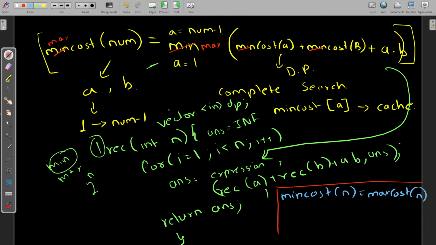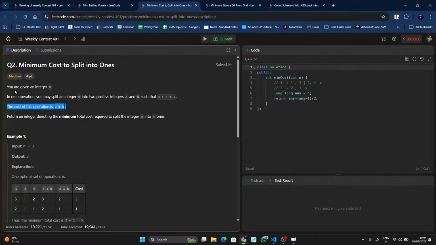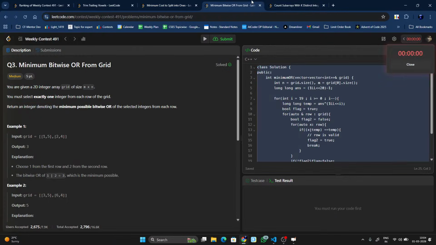Now I will move to the next problem. Third problem of the day, minimum bitwise OR from the grid.